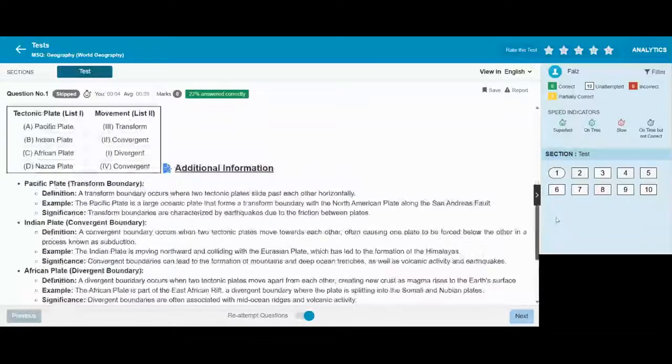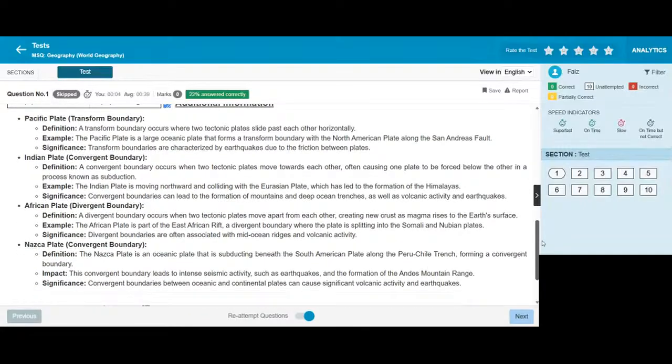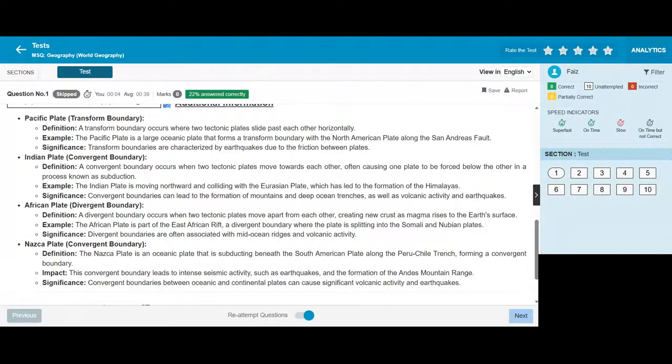Pacific plate, transform. Indian plate, African plate, divergent. Nazca plate, convergent. Pacific plate transform boundary occurs where two tectonic plates slide past each other horizontally.